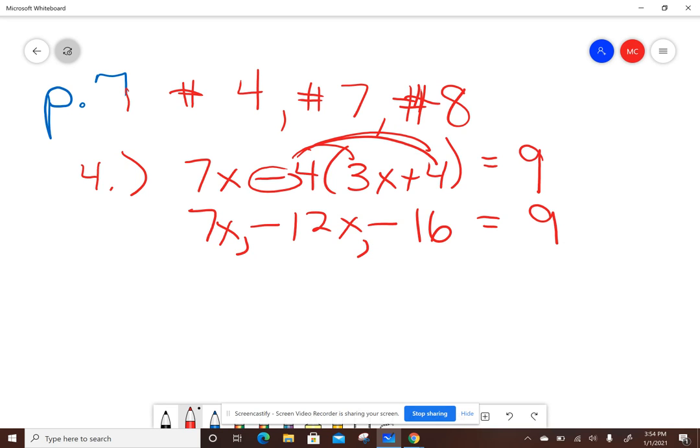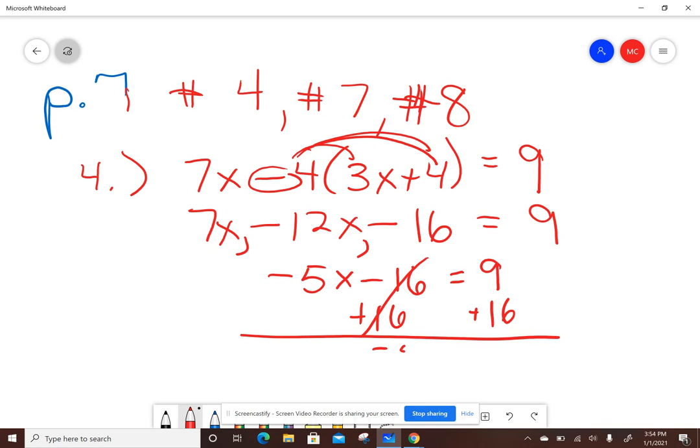A positive 7x and negative 12x is negative 5x. Minus 16 equals 9. Add 16, add 16. Negative 5x equals 25. Now careful with your sign here. Don't divide by 5. We divide by negative 5. And a positive divided by a negative is a negative.